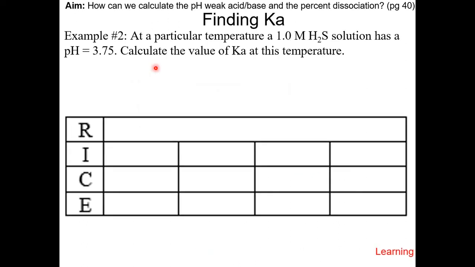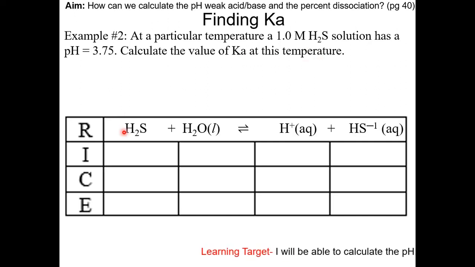Let's look at example 2. At a particular temperature, a 1.0 molar H2S solution has a pH of 3.75. Calculate the value of Ka at this temperature. The first step is to write out the chemical equation. H2S is a weak acid. Next, we're going to write out the Ka expression.